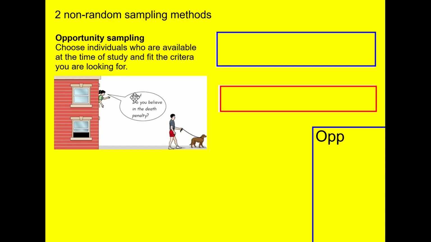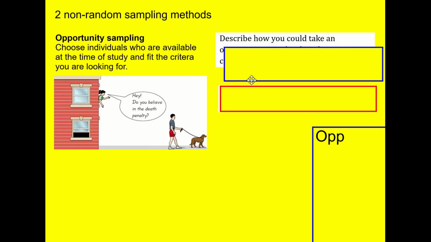So this is a bit of a tongue-in-cheek cartoon, but if you want to find out about the death penalty, you just shout out your window at people and you've got your sample, okay? Maybe not a very good way of doing it, okay? But it's going to be quick. You're not going to need to know all the people in your population, so it does have some advantages, even though you need to be aware of the possible bias that can arise.